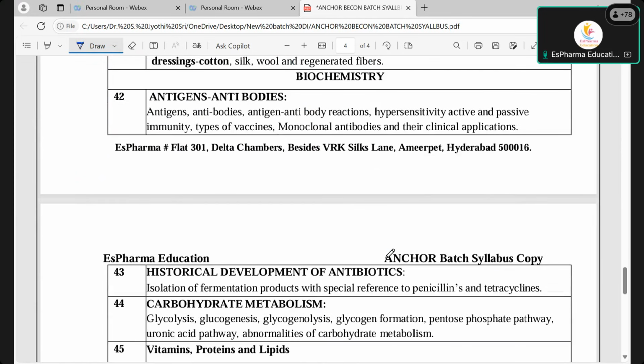So biochemistry, this is antigen antibody reactions. This is not given in the pharmacist syllabus copy. This is purely a drug inspector topic. Antigen antibody reactions is purely a drug inspector topic. Okay.